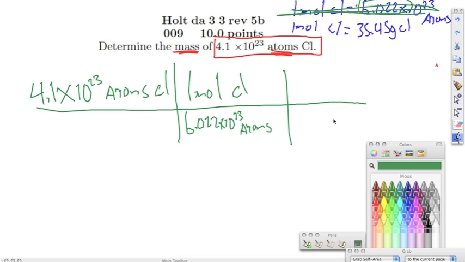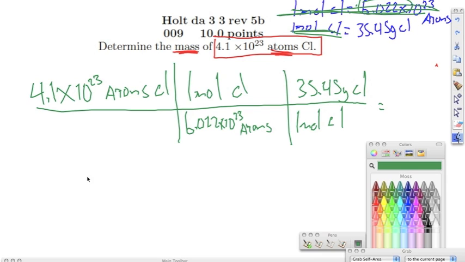Well, if we ever start with moles, what are we going to end up doing? Multiplying. So we're going to put our 1 mole of chlorine on the bottom, which we get from right there, and we put our 35.45 grams of chlorine on top. And we'll end up multiplying. Now to work this out, it's pretty simple. Just multiply the top and divide by the bottom. So 4.1 times 10 to the 23rd times 1 times 35.45, and then divided by 6.02 times 10 to the 23rd times 1.